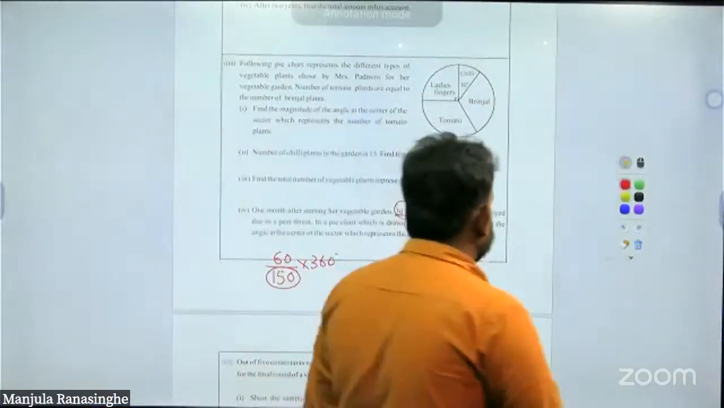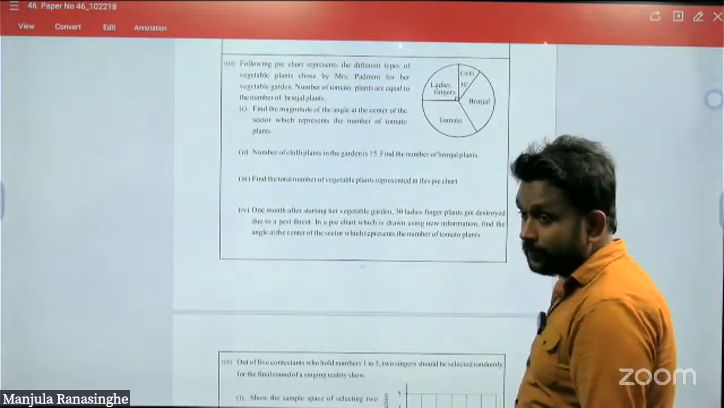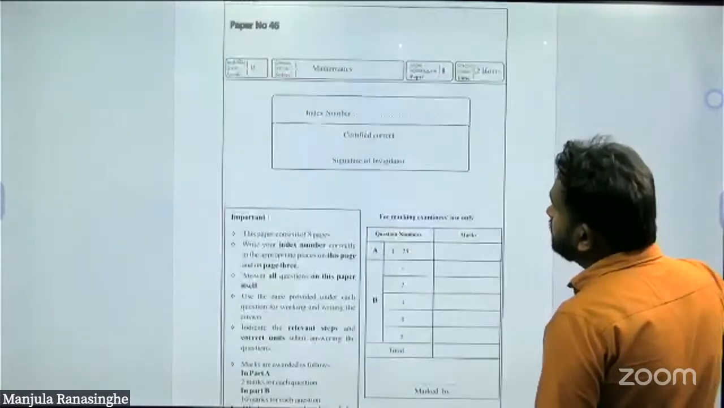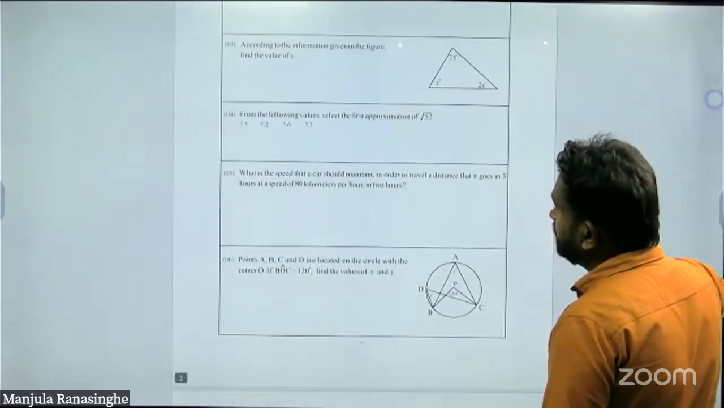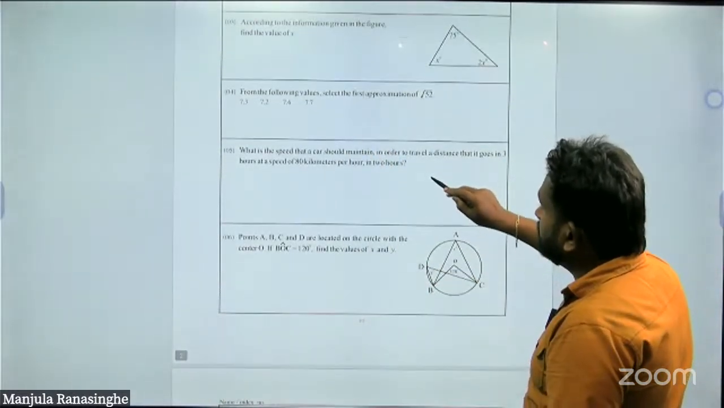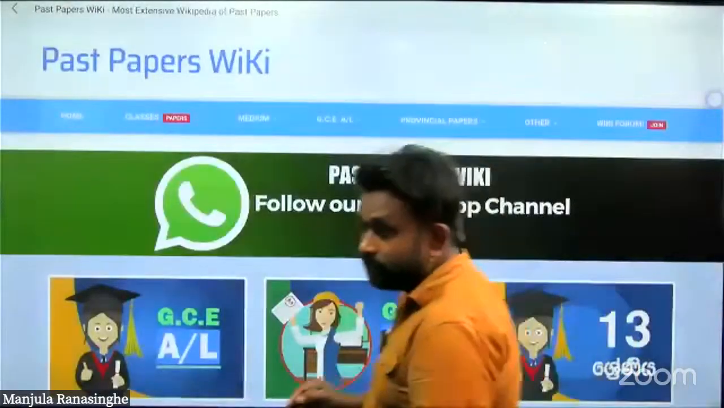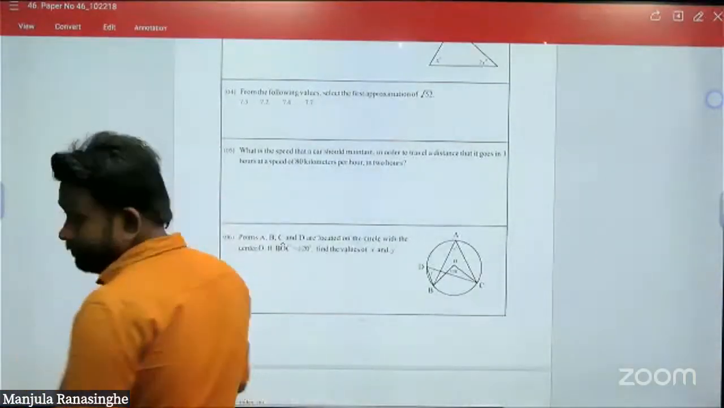Then does anyone else have any questions? You can ask. So this is a good paper today. Put those 1 to 5 questions, I think you can see that one. Here the answers are there exactly: here we got 7.2, here 120 per hour, and here x and y are equal. That's the kind of questions there.